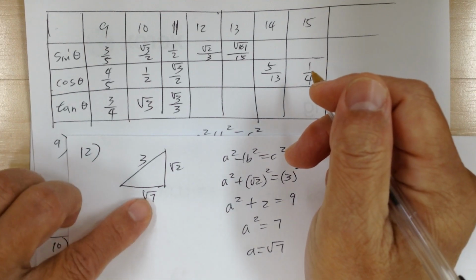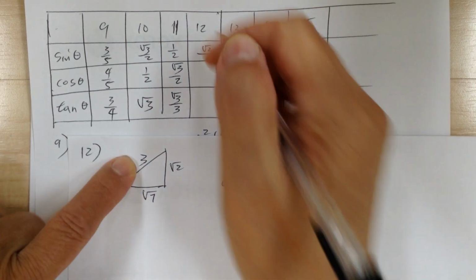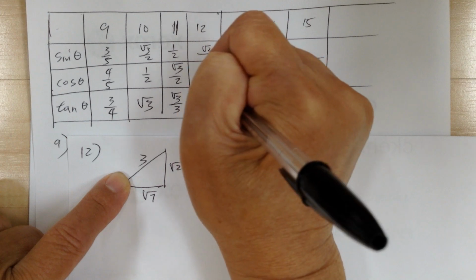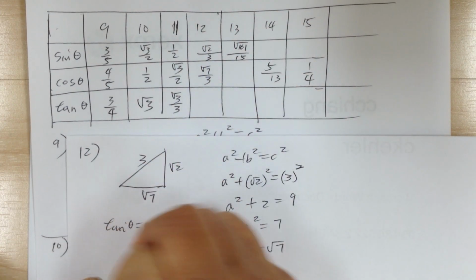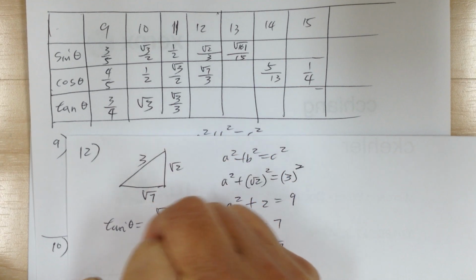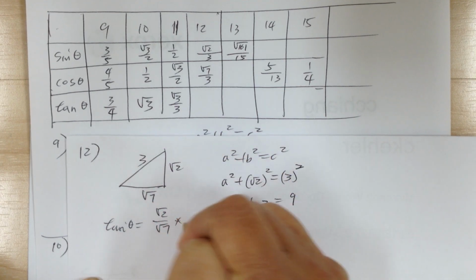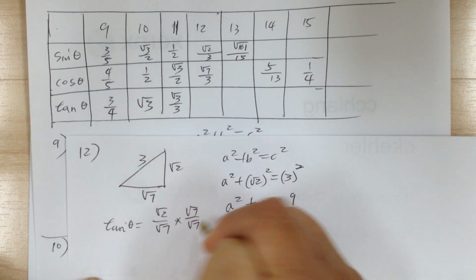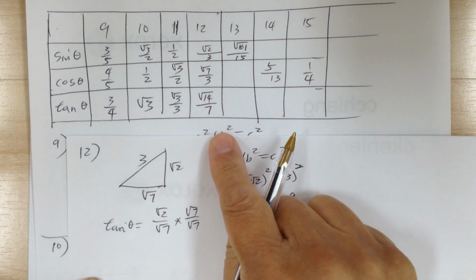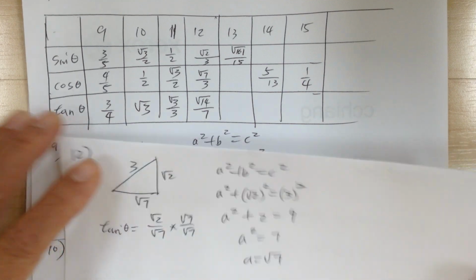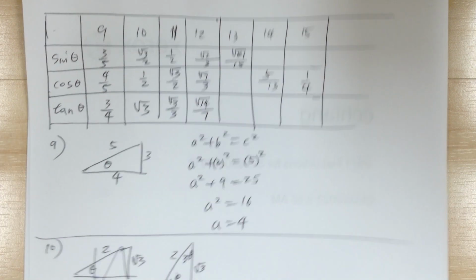Okay, so when you do that, you can figure your cosine. Cosine is this over this, so it'd be square root of 7 over 3. Now tangent theta equal to opposite over adjacent, so it'd be square root of 2 over square root of 7. You times it by square root of 7 over square root of 7. So you're going to get square root of 14 over 7. Okay, let's go to the next one.